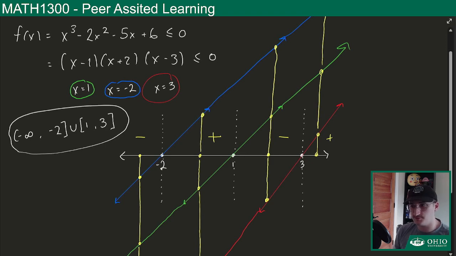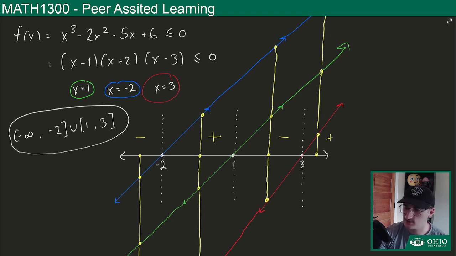And that was interpreted based off a sign diagram that we can make because we factored our polynomial. And that is a general method of how you would use a sign diagram to solve a polynomial inequality.